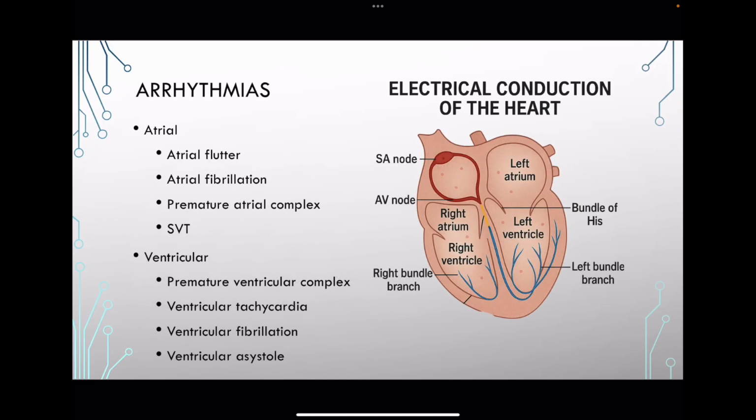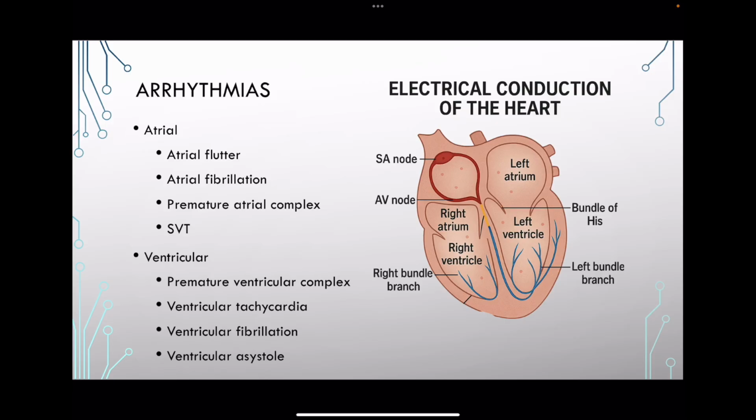All right, so the different arrhythmias you can have. For your atrium, you can have atrial flutter, atrial fib, premature atrial contractions, and SVT. And then for your ventricles, you can have premature ventricular contractions, ventricular tachycardia, ventricular fib, and then asystole is essentially what that last one is.